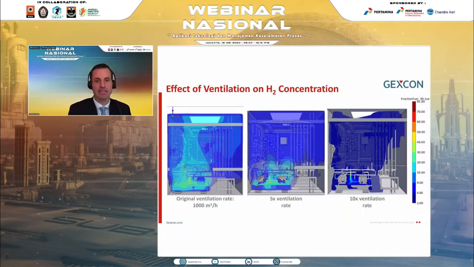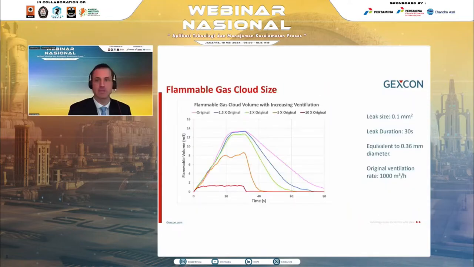But let's take a step further and look at the dynamic simulation. Here are the results for the flammable gas cloud size within the container against time for the different ventilation rates considered. This graph shows that the maximum flammable cloud size was reached over the 30-second leak duration, but also shows how long it took for each case before the flammable atmosphere was removed. For the original ventilation case, this lighter color here, it was more than 80 seconds before it was reduced, which is much greater than expected.